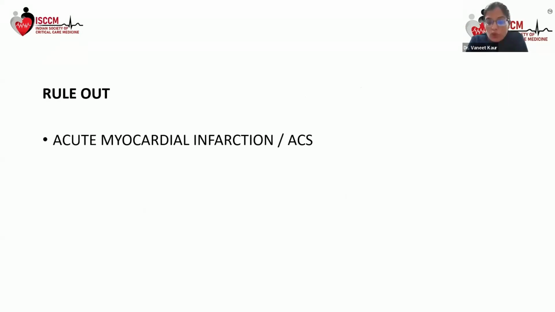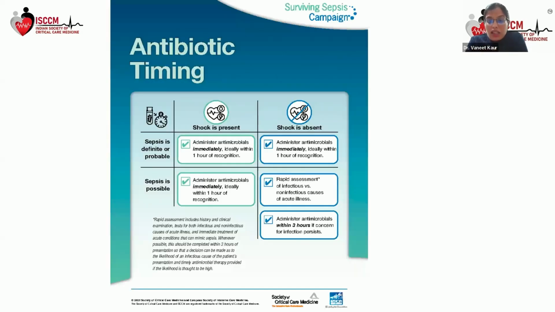In this case, it's important to rule out acute myocardial infarction. So old patient, known cardiac disease, it is very important that we rule out other diseases, cardiac disease, because the rise in the TLC can be because of MI also. Antibiotic timing. In our setup, this is the most important thing that we stress on, that within the first hour, we have to send culture, and empiric antibiotic therapy has to be started within the first hour.